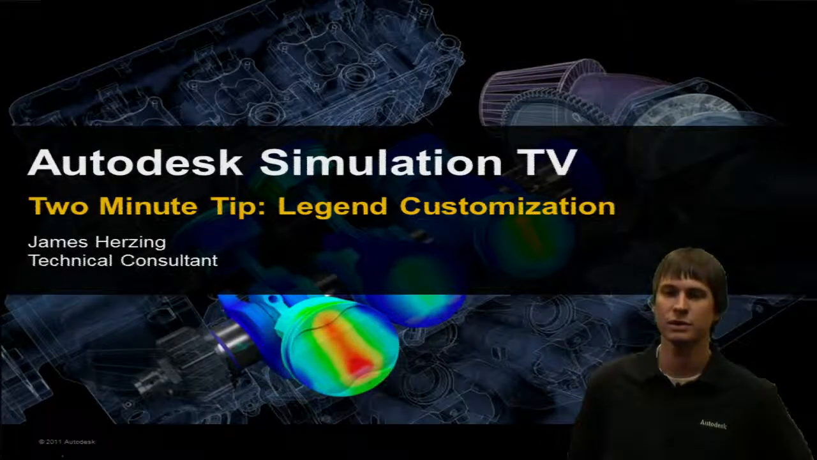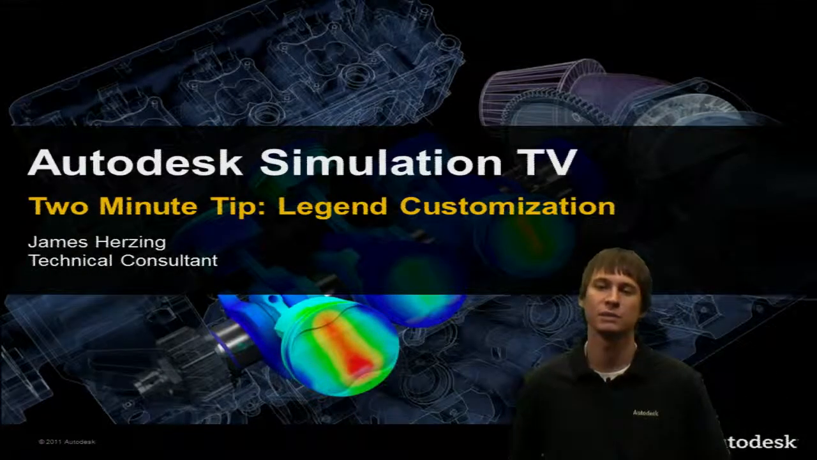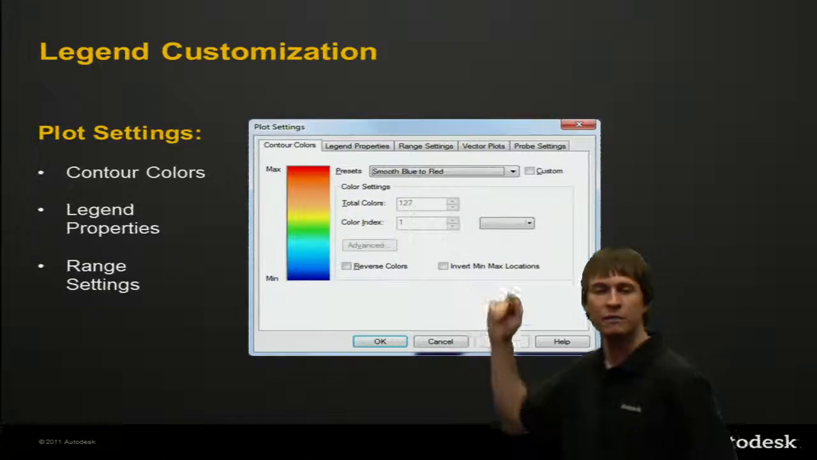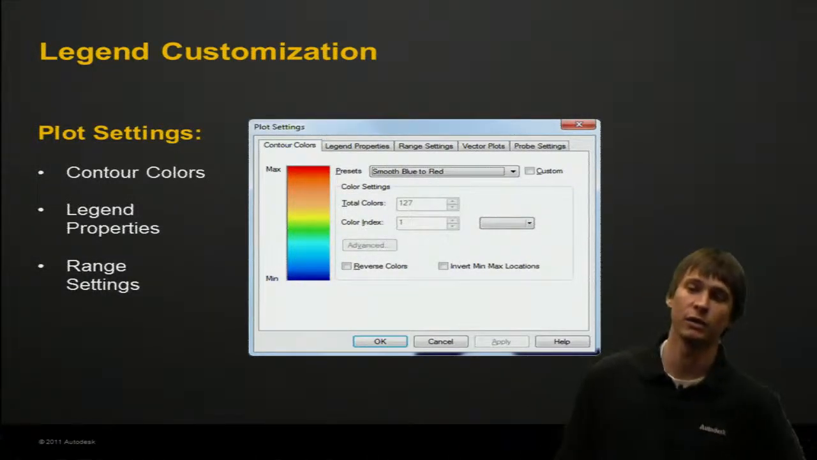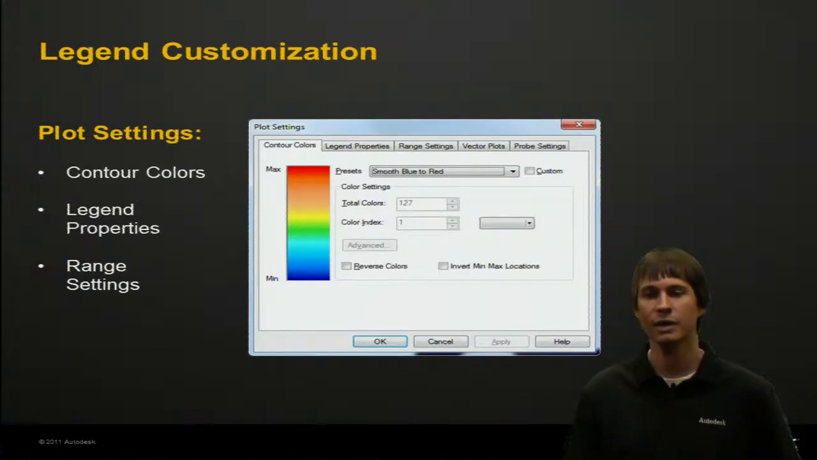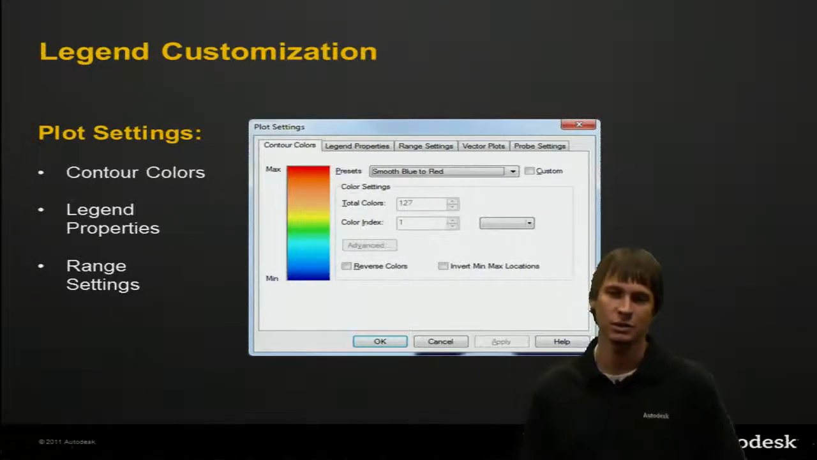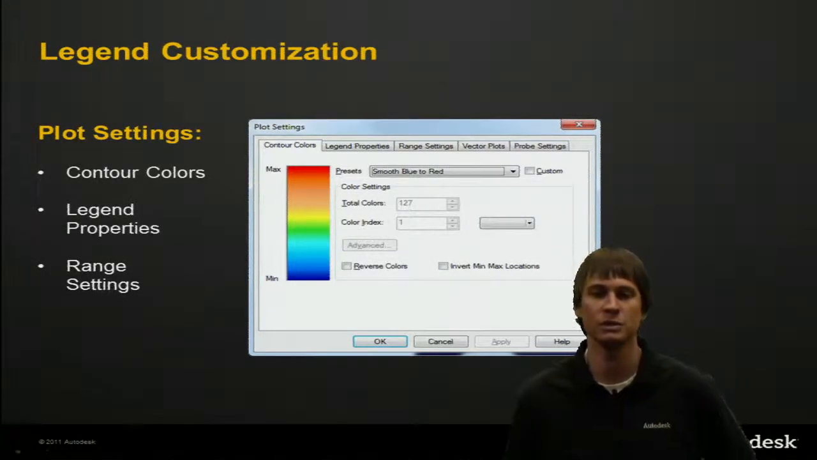My name is James Herzing and we're going to be looking at the legend customization options. The three things that we're really going to be focused on here are the contour colors of the plot in the corner that you have, the legend properties, and the range settings. We're going to take a look at these, see how we can make those results images look a little bit nicer for you to present to your boss.